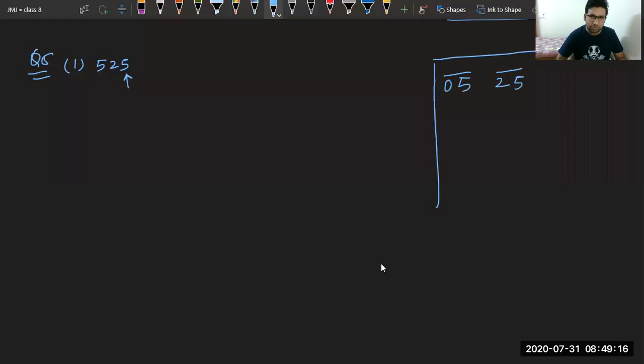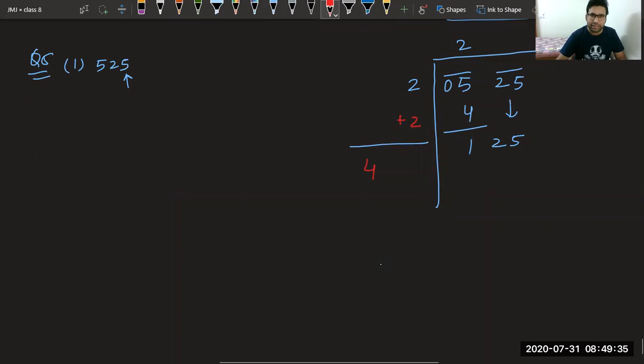Tell me what is the first number we will take. 2 square. Rachit, very good. We will take 2, 2, the 4. What is remainder? 1. 25 will come down. Now we will twice this 2. So we will add 2. It becomes 4. Now tell me, which number should we take?